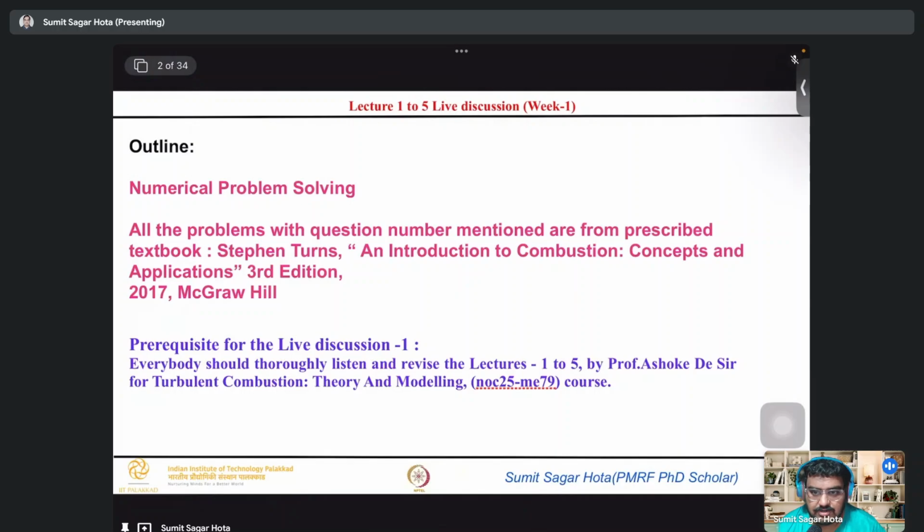So this is the numerical problem solving section. In this class we will just solve some of the problems related to the preferred textbook, Introduction to Combustion: Concepts and Applications by Turns, 3rd edition.